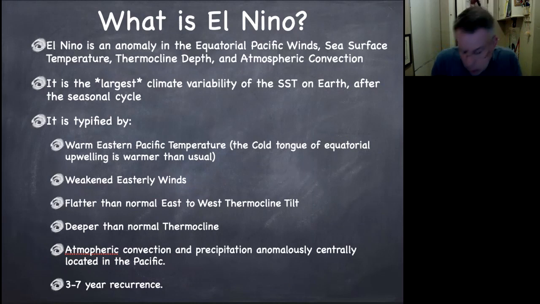It's typified by warm eastern Pacific temperature, weakened easterly winds, flatter than normal east to west thermocline tilt, deeper than normal thermocline, and atmospheric convection and precipitation anomalously centrally located in the Pacific. So that convection is over the central Pacific, and it occurs on about a 3 to 7 year time scale.